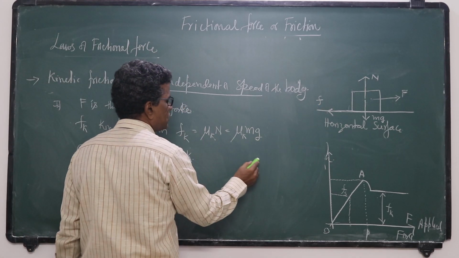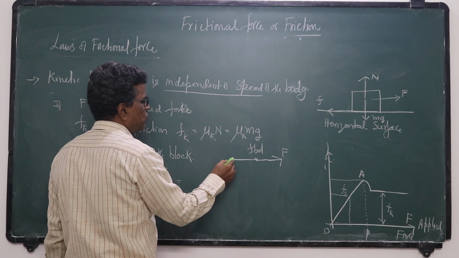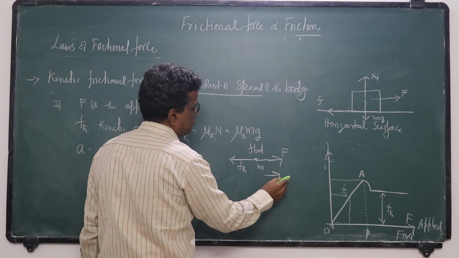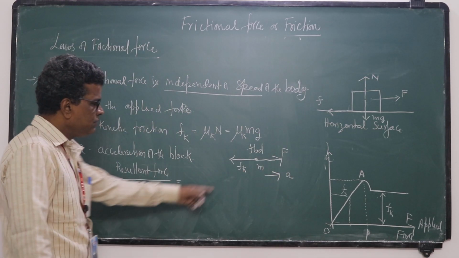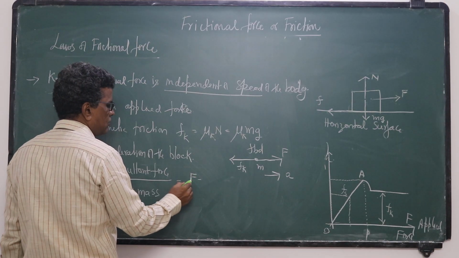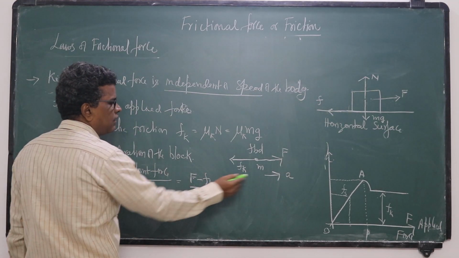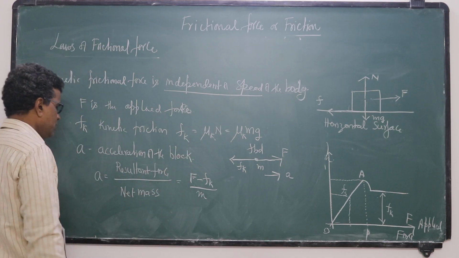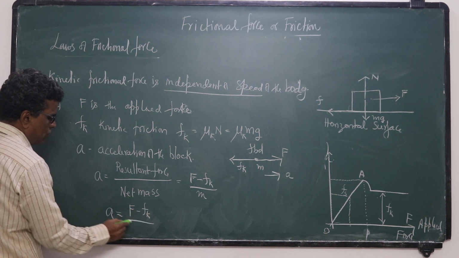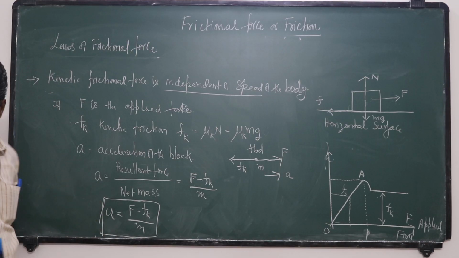If you draw the FBD of this, the applied force is like this, friction opposes like this, Fk. So the body accelerates, having the mass m, in this direction. Apply Newton's second law here. This is a very important formula: external force F minus frictional force Fk, since these both are in opposite directions, divided by the mass of the body, m. So this is the formula for acceleration of the block: applied force minus frictional force by mass of the block.